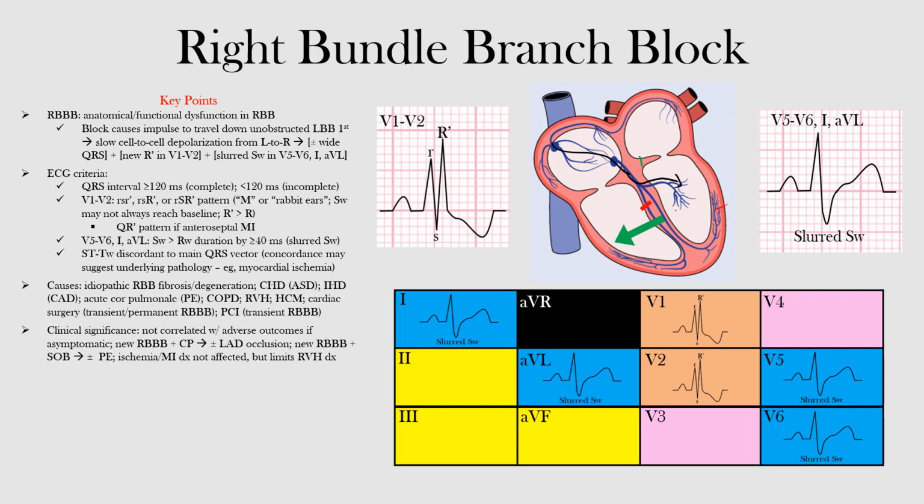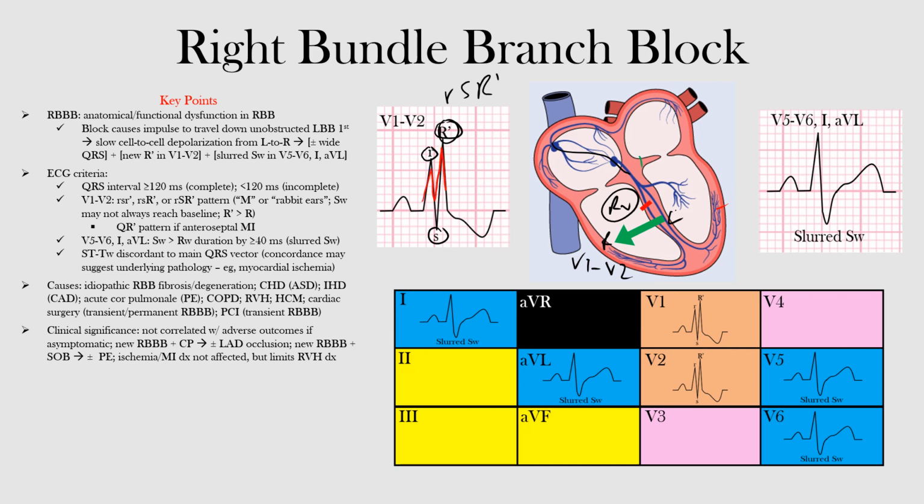Let's just erase this here. We have this vector that's coming from the left side to the right. And remember, our right ventricle is the most anterior portion of the heart. So imagine these are heading towards leads V1 and V2. Because it's coming towards those leads, we're going to see this R prime, and we call this the RSR prime complex.